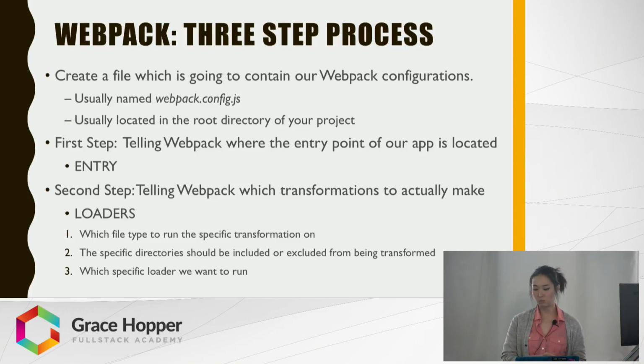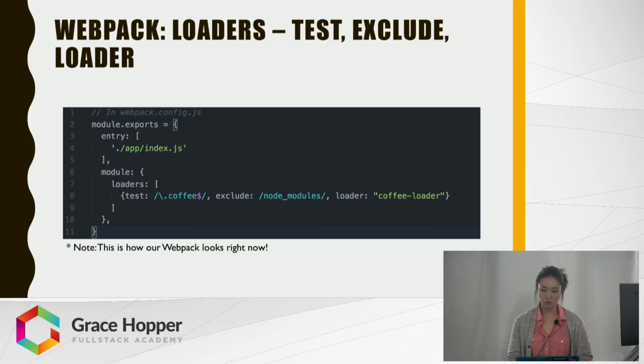The first is which file type to run the specific transformations on. For example, we don't want to run CSS transformations on a JavaScript file, and vice versa. Second, the directories that should be included or excluded from being transformed. Another example would be, you don't want to run our transformations on our node modules folder, which would be catastrophic. And the last thing is that there needs to be a specific loader that we want to run. So this is what it looks like right now.